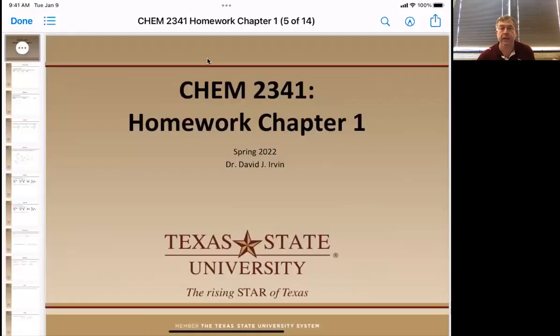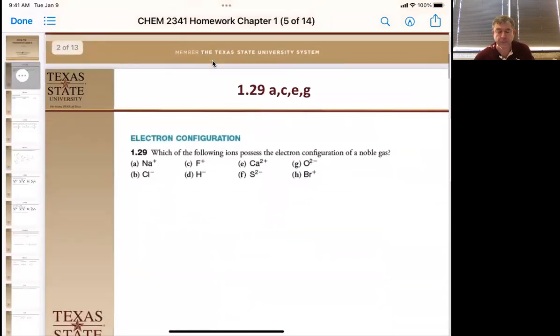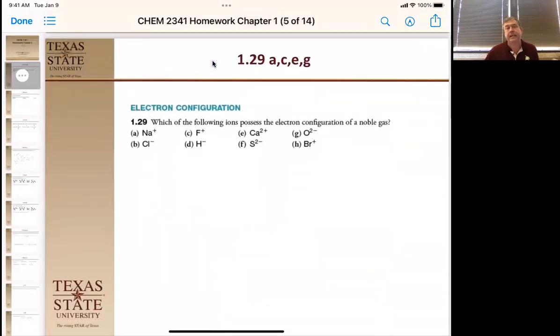We're going to go through each of these carefully and show you how to attack them and what the correct answers might be. So here we go. We have them from the chapter. First one was 29, which is A, C, E, and G.